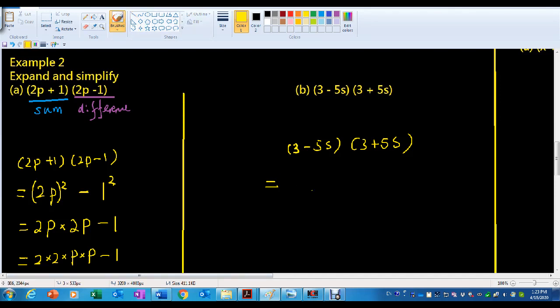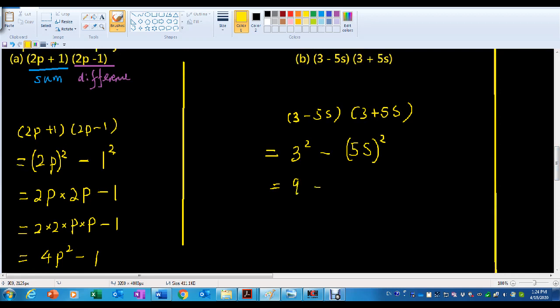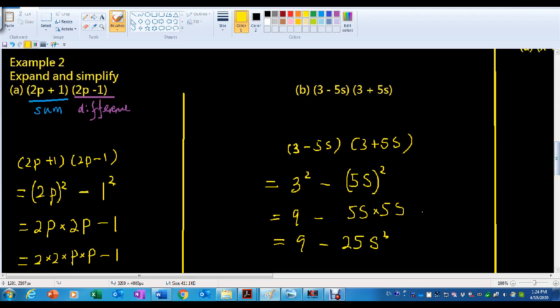Okay, let's see. My answer would be the square of the first term minus the square of the second term. But of course, the second term is not just s, it's 5s, so you need to have a bracket. Alright, and you've got 9 squared minus 5s squared. That's 5 times 5, 25, and don't forget s times s, s squared. So that will be the answer.